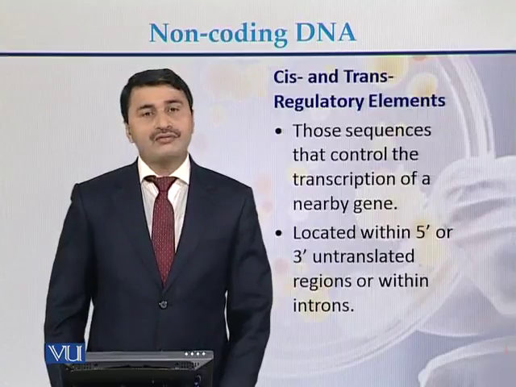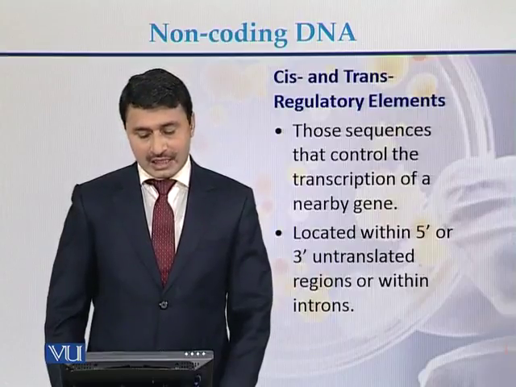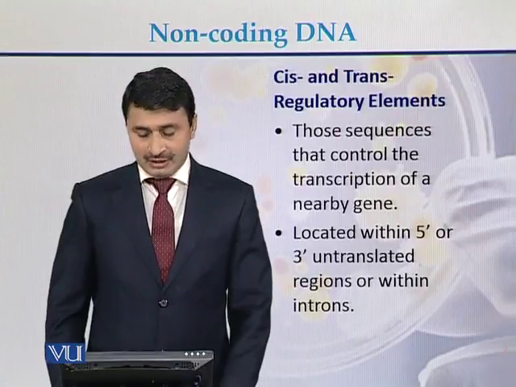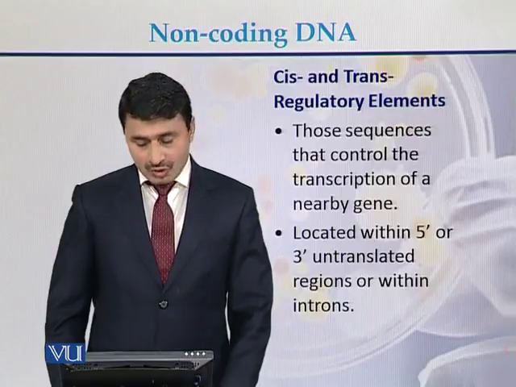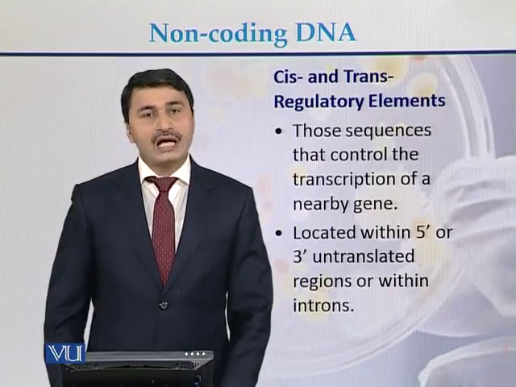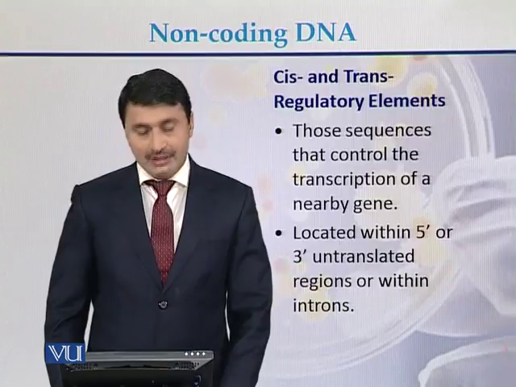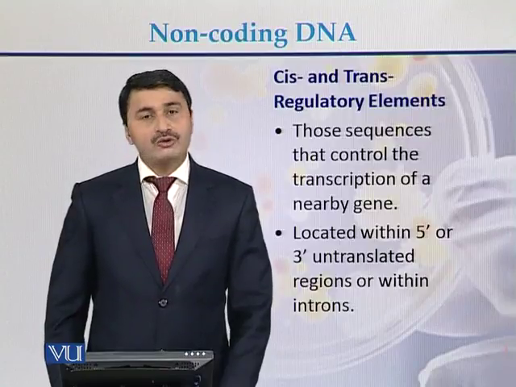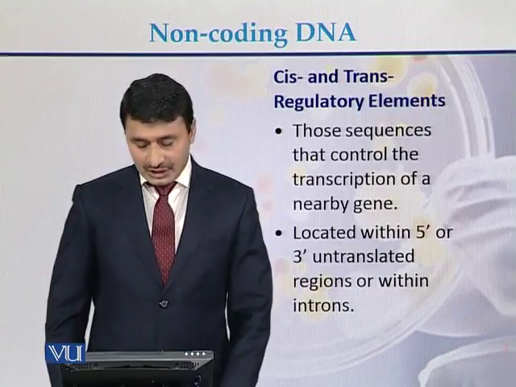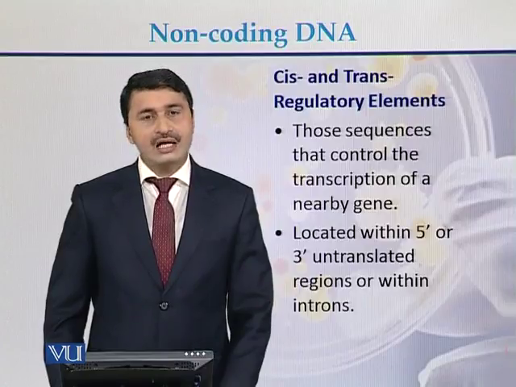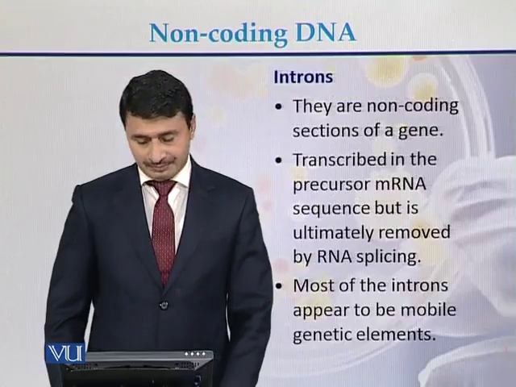The second type of non-coding DNA is called cis and trans regulatory elements. Those sequences that control the transcription of the nearby gene are called cis and trans regulatory elements. They are usually located towards the 5' or the 3' end or even within the introns. So they are called cis and trans regulatory elements.